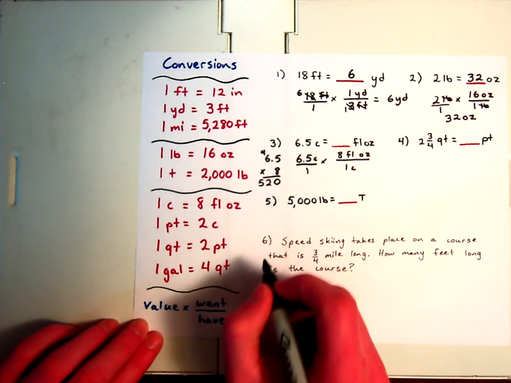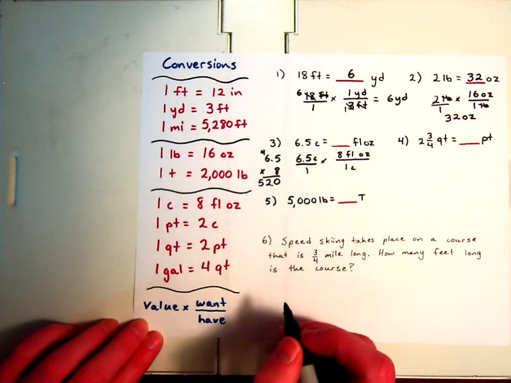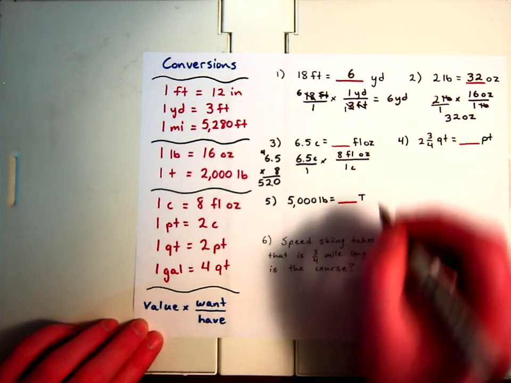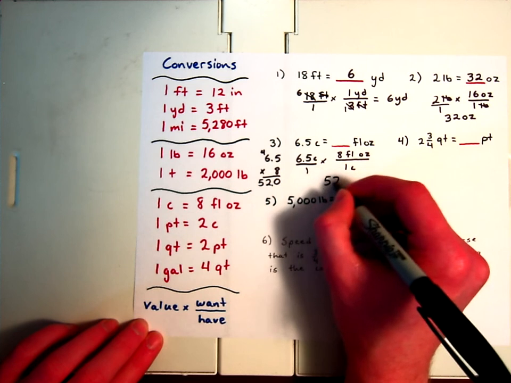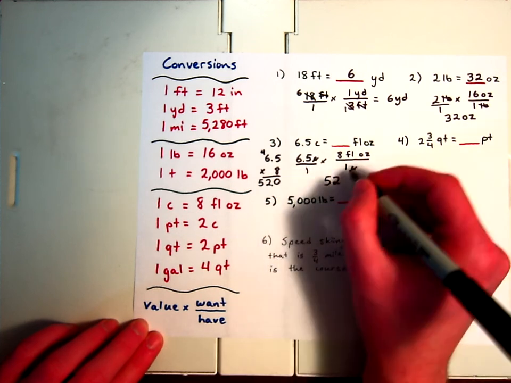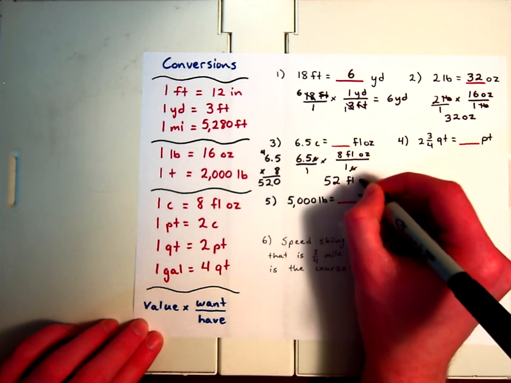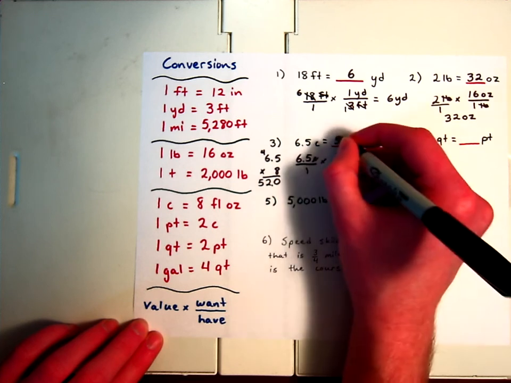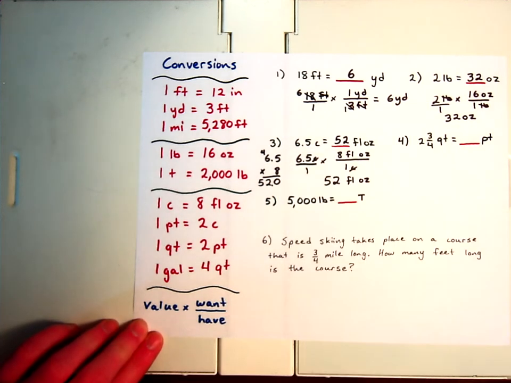We have one decimal place value, so we should end up with 52. So we have 52 as our answer. The cups cancel out, and we should end up with just fluid ounces. So our answer is 52 fluid ounces.